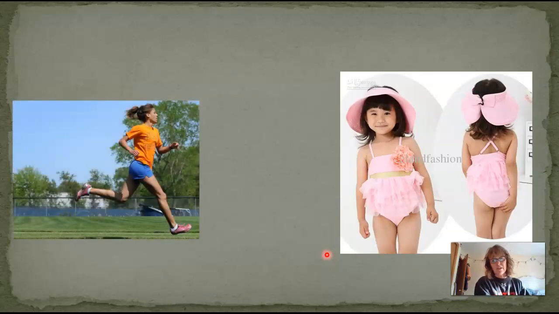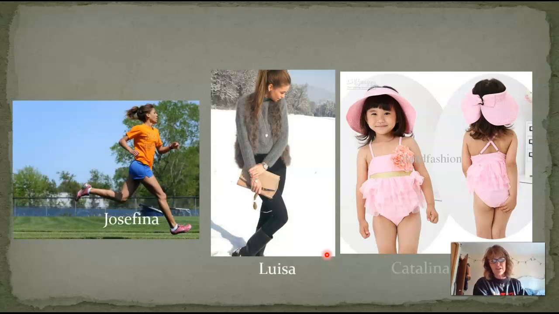Here we go. Tenemos 3 más personas: Josefina, Luisa y Catalina. Okay, so ¿quién lleva los zapatos de tenis? Josefina lleva los zapatos de tenis. ¿Quién lleva un traje de baño? Catalina lleva un traje de baño. ¿Quién lleva un suéter? Luisa lleva un suéter. Es un suéter gris.